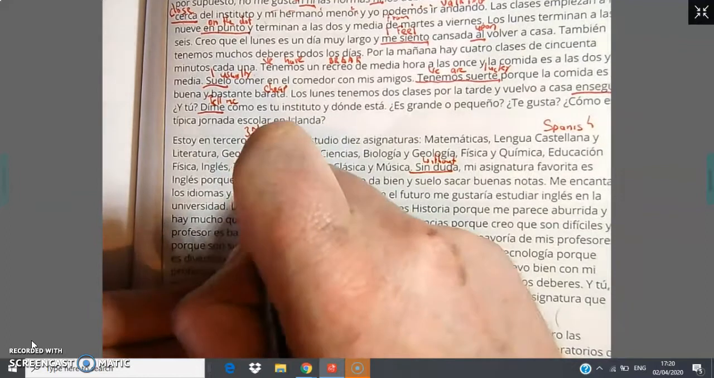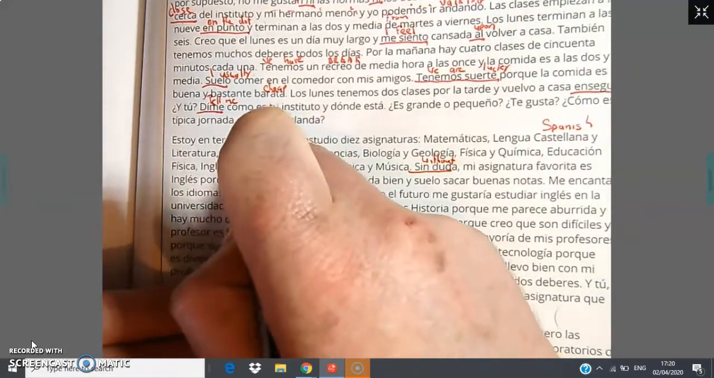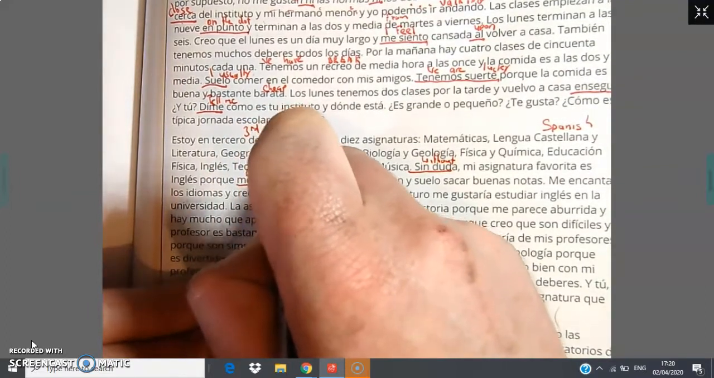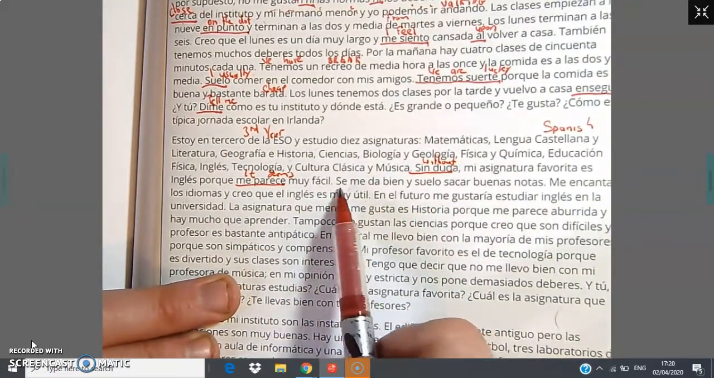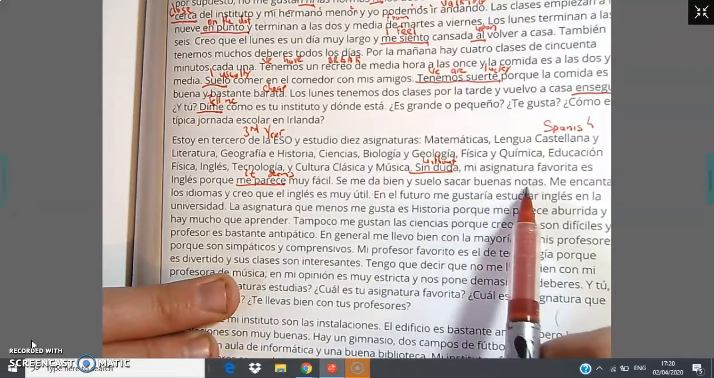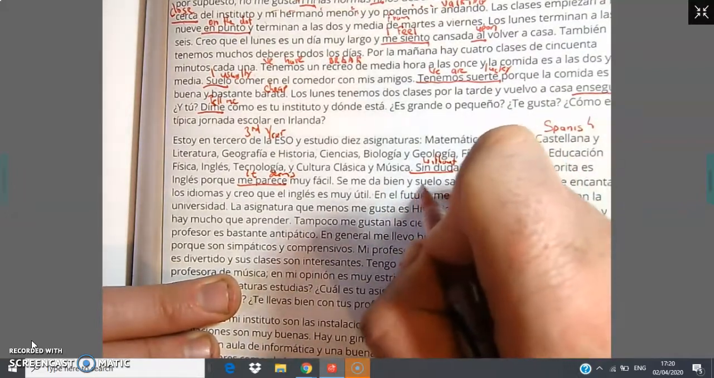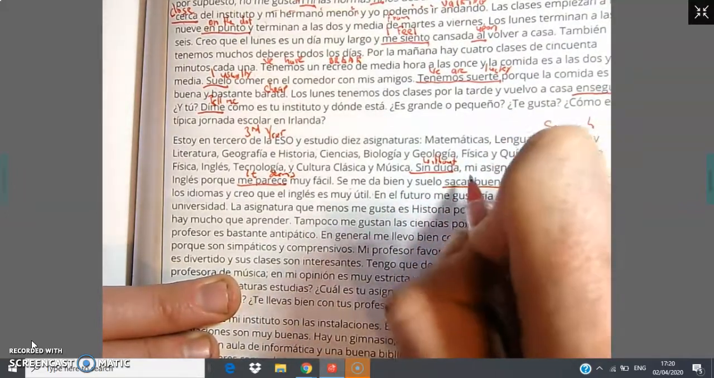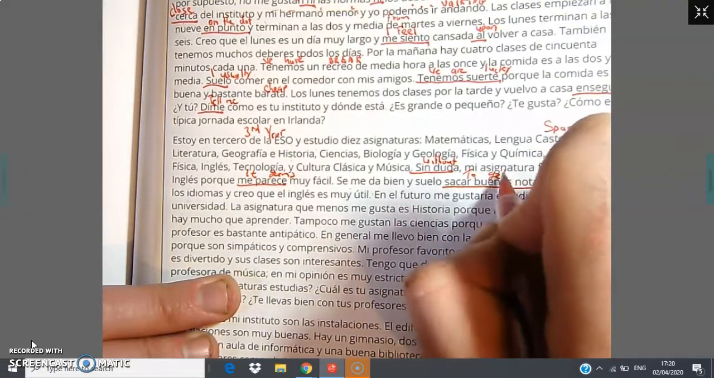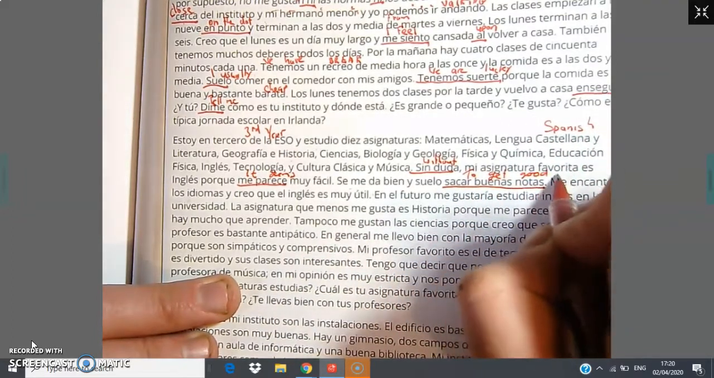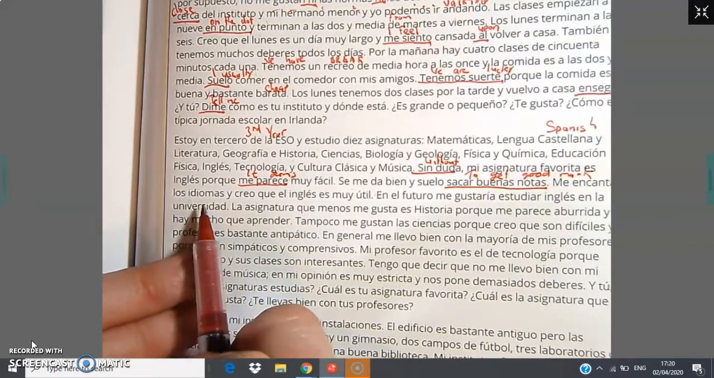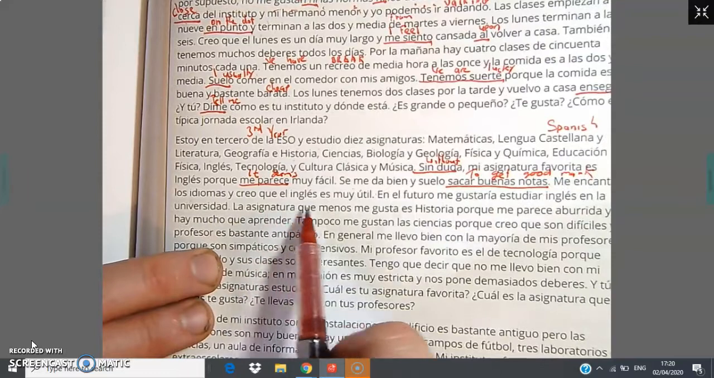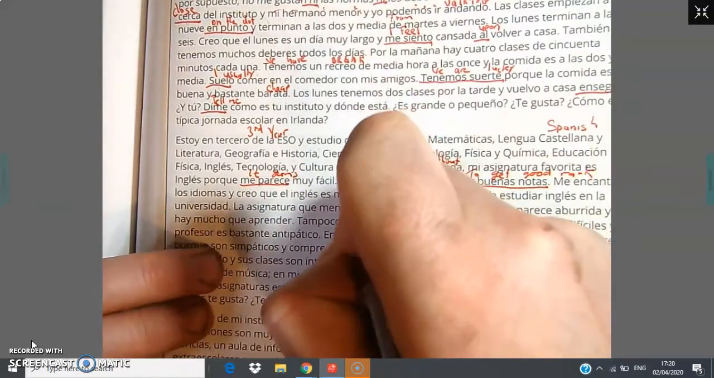We saw this already in this chapter. Me parece, it seems, or it is. Muy fácil, very easy. Se me dan bien, I get on well. Y suelo sacar buenas notas. So I suelo, we saw here, sacar buenas notas means to get good marks. Me encantan los idiomas, so I love languages, okay? Y creo que el inglés es muy útil. Útil, really useful.